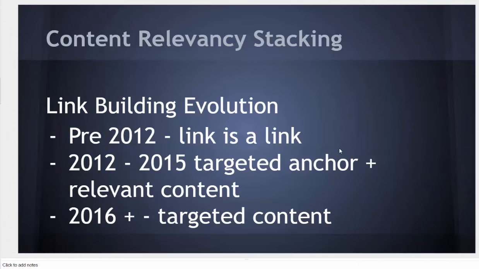So, link building evolution over time, the summary of the diagram I showed before. Pre-2012, the mantra was a link is a link. So you create as many links as possible with the targeted anchor, and the more you create, the better you rank. And it was a time for the mass bulk link building tools. 2012 to 2015, the main strategy was targeted anchor text and relevant content.